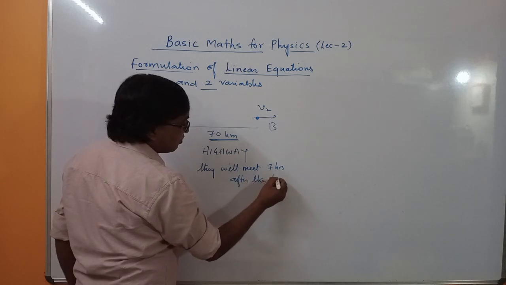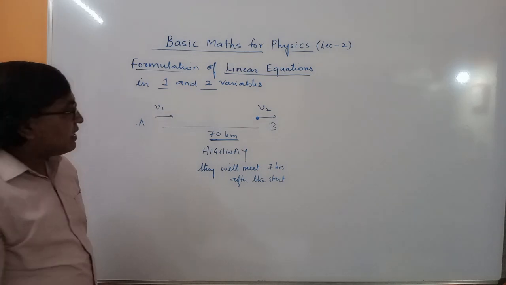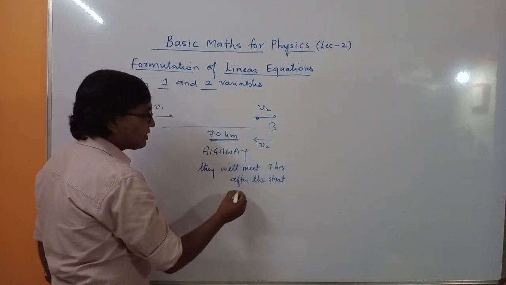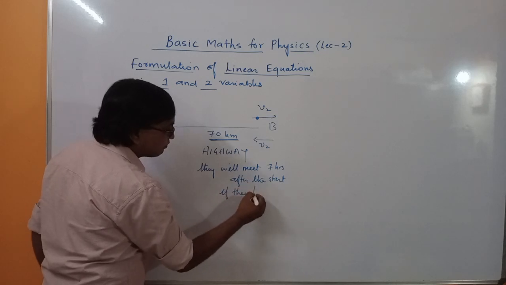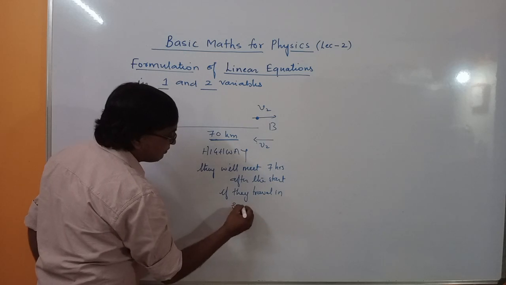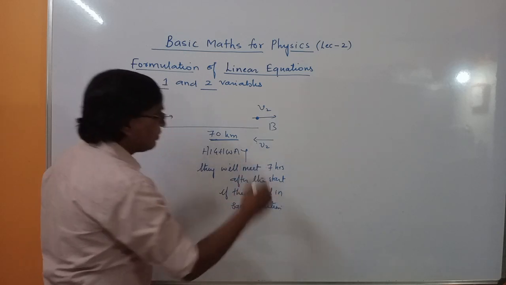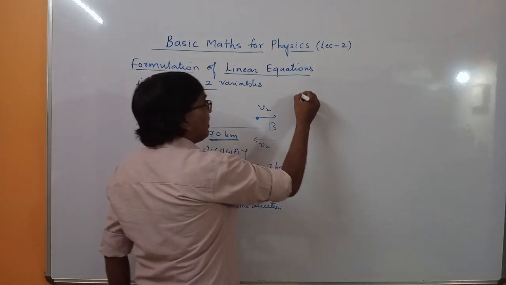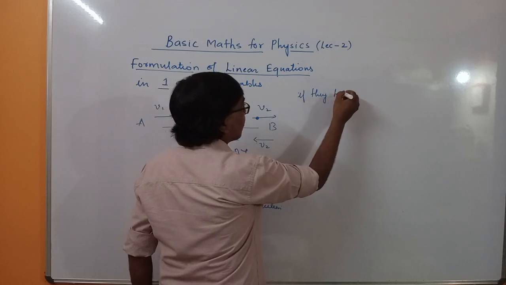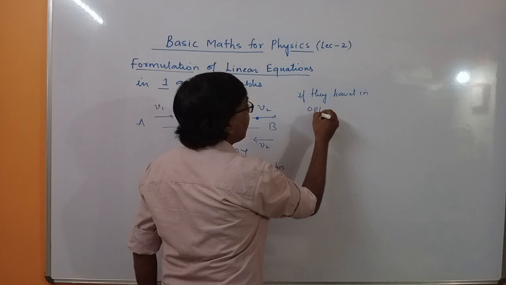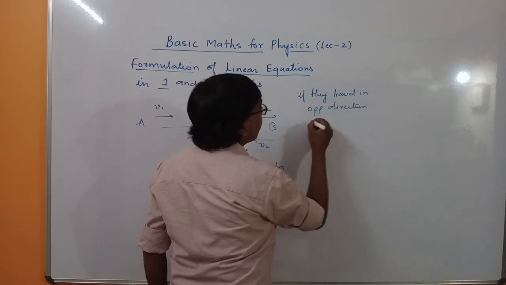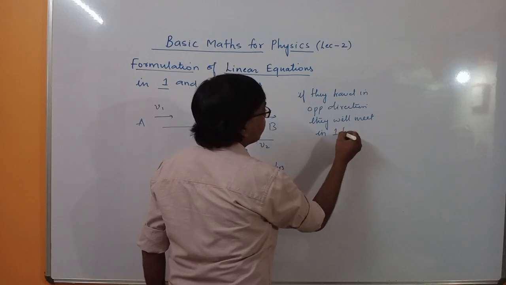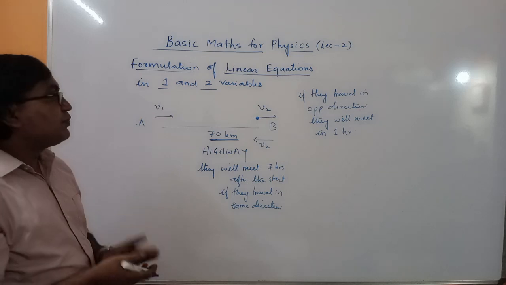So this is the first condition. And now the second condition is, if they move in opposite direction, if they travel in opposite direction, they will meet in 1 hour. Whereas if they travel in the same direction, they will meet 7 hours after the start. Okay, so find the speed of these cars.